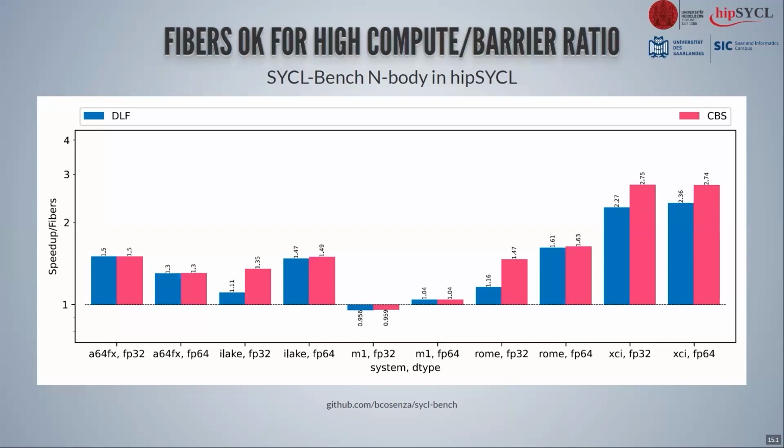Now let's have a look at a different benchmark. This is an N-body benchmark. This N-body benchmark does have a way higher compute to barrier ratio. So here the speedups are way less noticeable. As a takeaway, if you need to do library-only stuff, make sure that your compute to barrier ratio is really high so that you will get kind of good performance in the end.